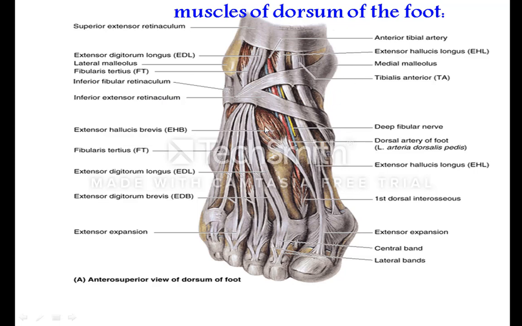You can see it now here. This is the extensor hallucis brevis, one muscle, one tendon, and this is the extensor digitorum brevis tendon here. As you see, the other tendon is for the extensor digitorum longus. So each of these toes has two tendons, one from brevis and one from longus. But the little toe only has a tendon from the extensor digitorum longus, but not brevis.